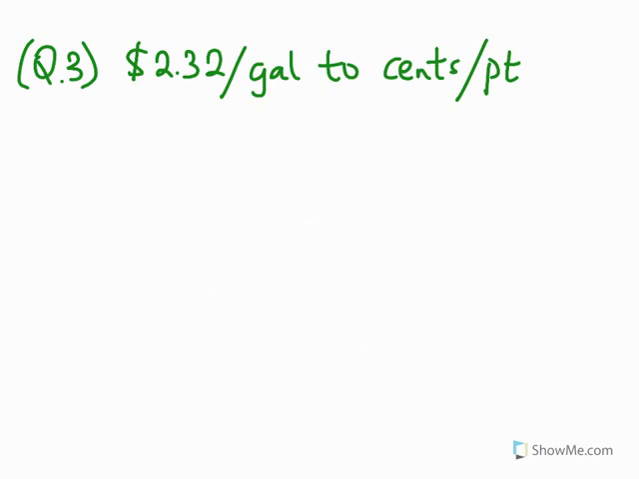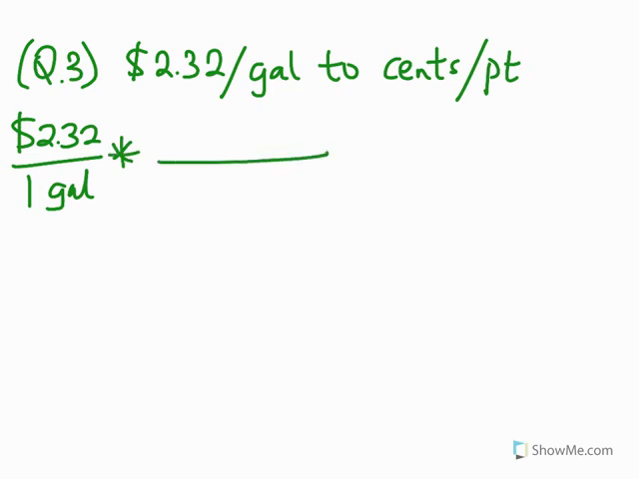Question 3. $2.32 per gallon to cents per pint. Okay? $2.32 per gallon to cents per pint. Okay, so we write our $2.32 over 1 gallon, right? Then times. Now, gallon to pints. Do we have any direct relationship from a gallon to pints? We do not. So, but who is in the middle?